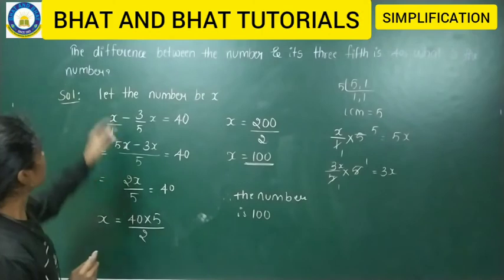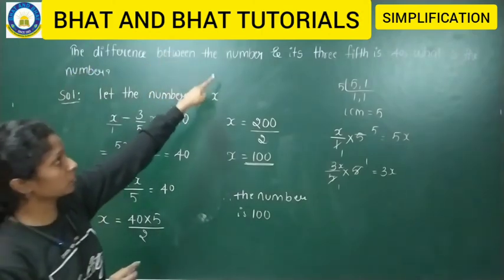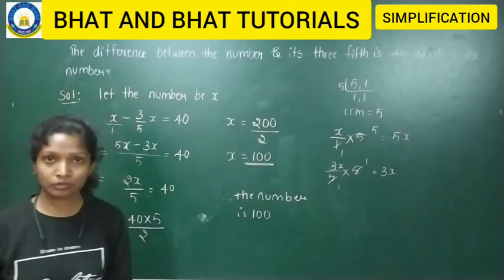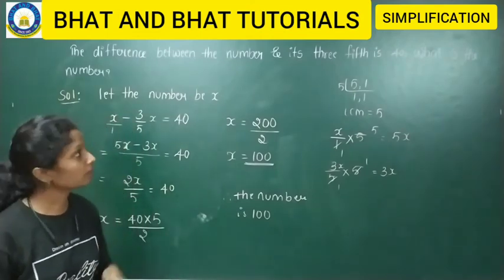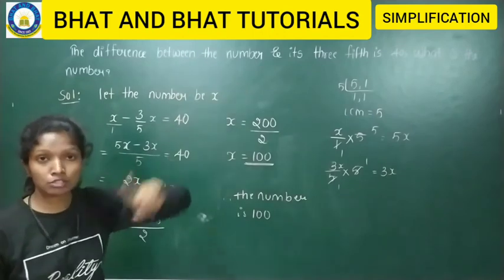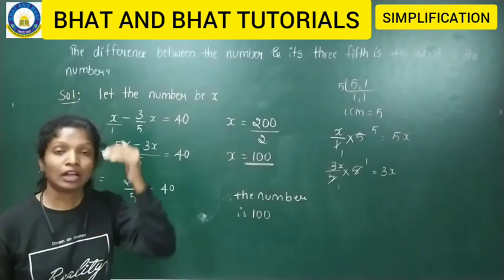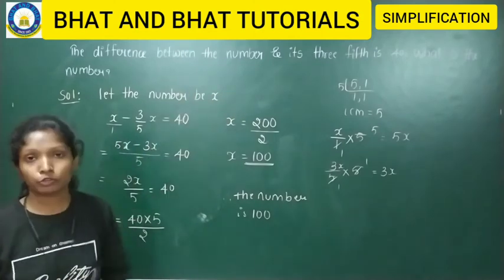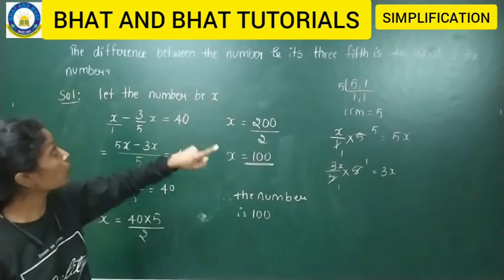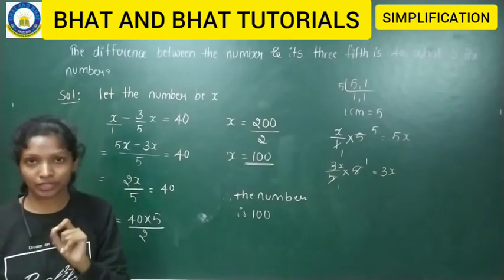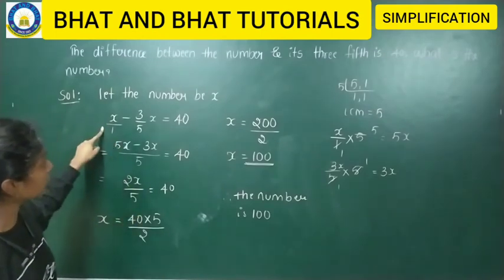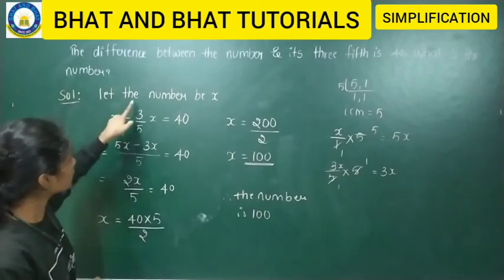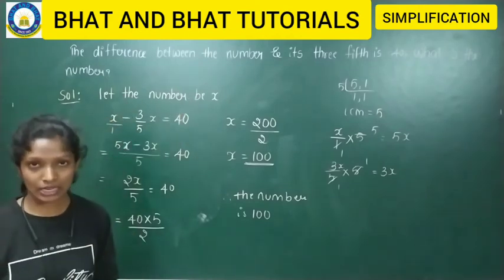Okay, listen. The difference between the number and its 3/5 is 40. There is one number, they are not telling which number it is. That number, and the difference between that particular number and the 3/5 part of that number, will be equal to 40. And what is the number you have to find out? Okay? So to find that, we don't know the number. Since we don't know the number, we are considering the number as x.